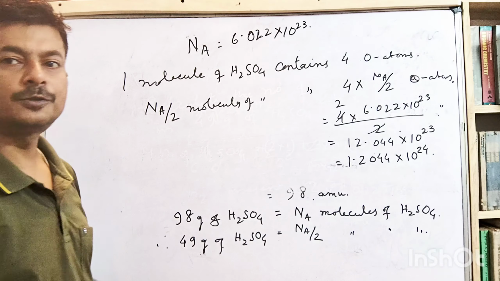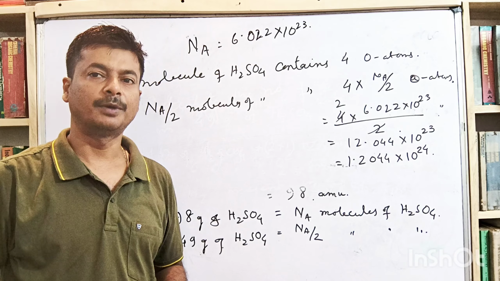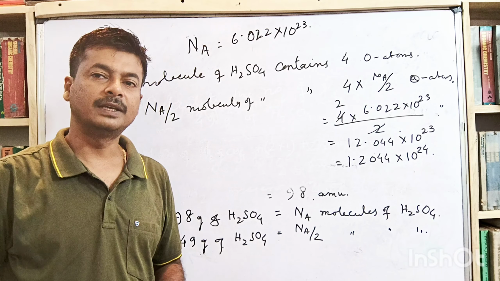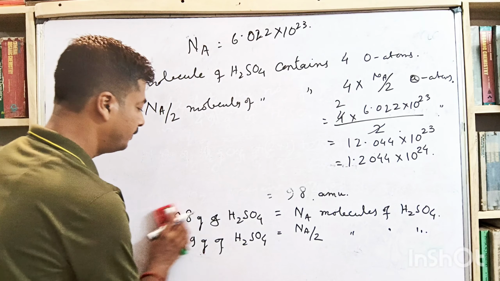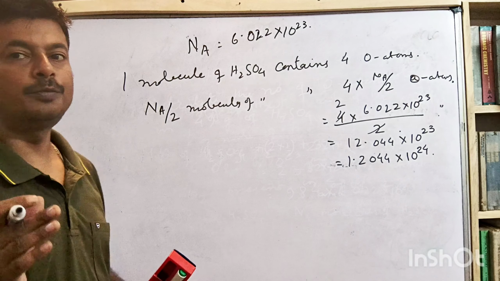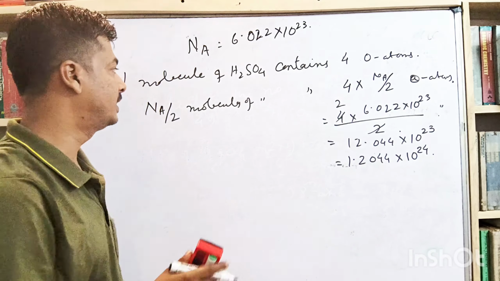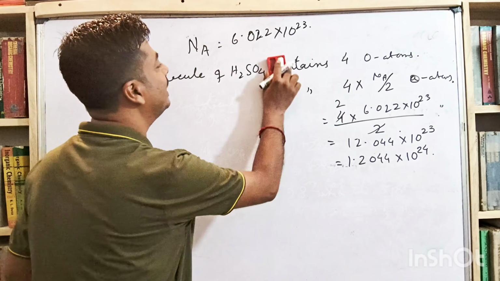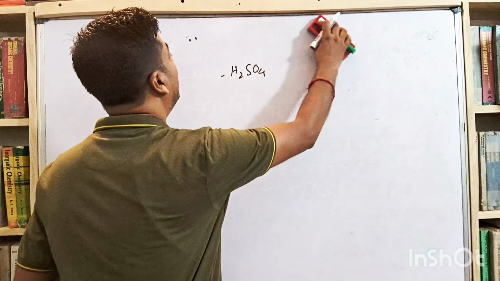So this way we can calculate the number of atoms or number of molecules present in a certain mass of any substance. Now let us move to our next topic, that is percentage composition. What is the percentage composition? Let us take the same compound as an example, sulfuric acid.